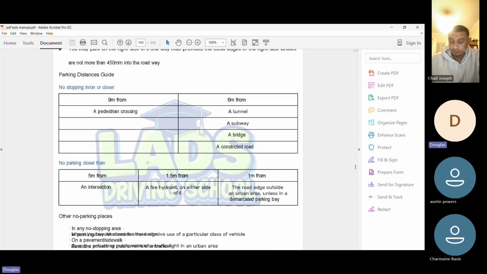Okay, we continue. They're saying no parking closer than 5 meters from an intersection. So you cannot park within 5 meters of an intersection. You can only stop 5 meters away from an intersection. Next, they're saying you cannot stop within 1.5 meters from a fire hydrant. A fire hydrant is those things put on the side of the road that allow a firefighter to plug in their hose when putting out a fire, in the nearest place.